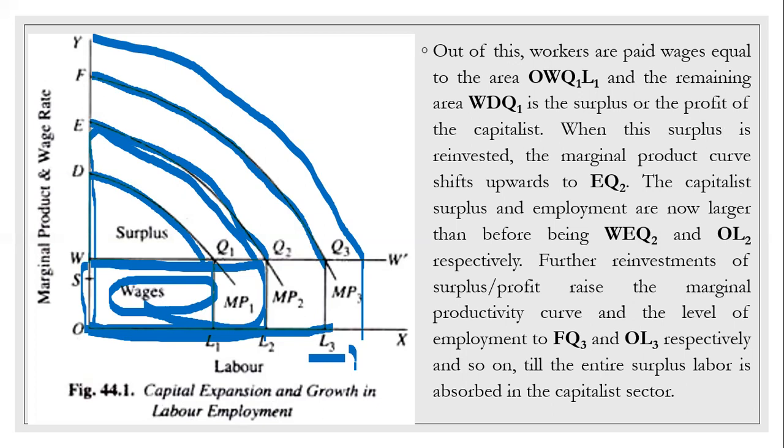So the surplus labor from the agriculture sector will be completely taken over by the industrial sector through this process, and through that an economy can achieve higher and higher levels of economic development according to Arthur Lewis.